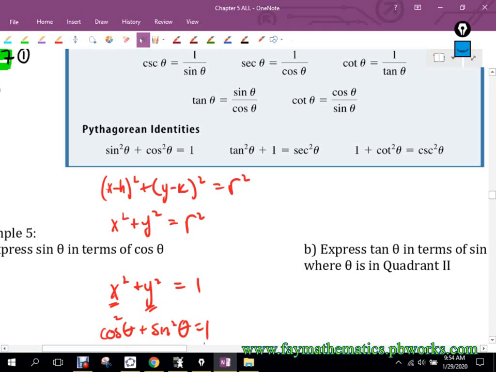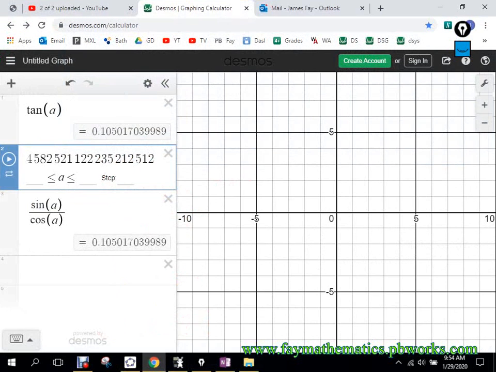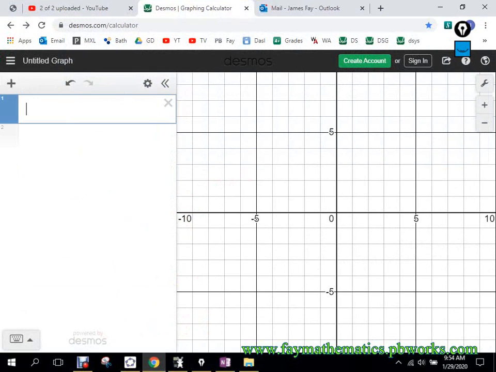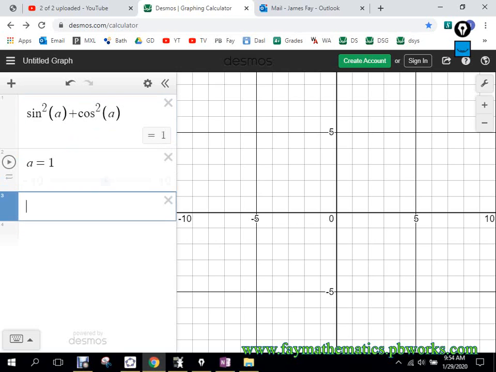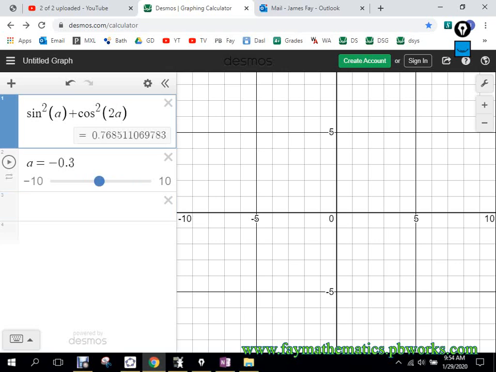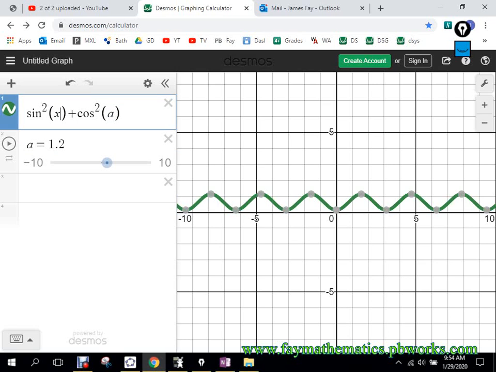No matter what you do, if I go sine squared of A plus cosine squared of A, what's it equal? 1. Equals 1, no matter what I choose, right? Now, if it was 2A, it all evaluates differently, so that's not an identity. But if it's 1A, that's an identity. Now let me show you the graph real quick.